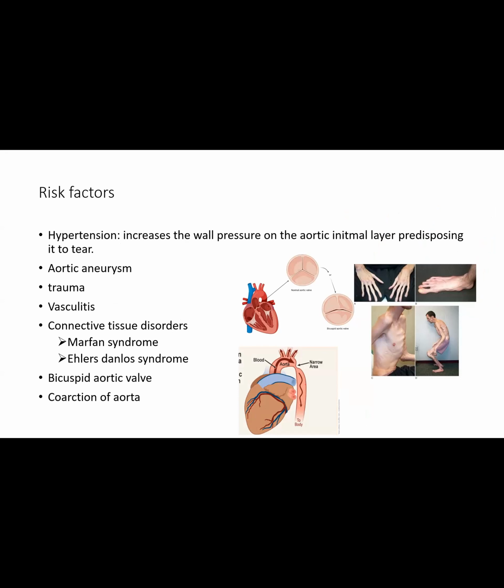So you have vasa vasorum, which are the tiny blood vessels that we talked about earlier that exist on the aorta and supply the tunica externa and tunica media. Due to hypertension, they will undergo arteriosclerosis, meaning the blood is not flowing well through them, and as a result, it will lead to a decrease in blood flow to the tunica media.